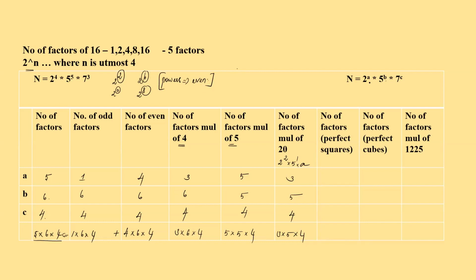Now, what are the possible values of a? It should be even, right? To maintain this as a perfect square, it should all be even. So a can take 0, 2 and 4. There are only 3 values that are possible. Okay, for the powers of 5, for b, I can take 0, 2 and 4 again. So again 3 values are possible. And going on to the powers of 7, for C, I can say that the values that are possible are only 0 and 2. So 2 values are possible. So the number of factors which are perfect squares will be nothing but 3 into 3 into 2.